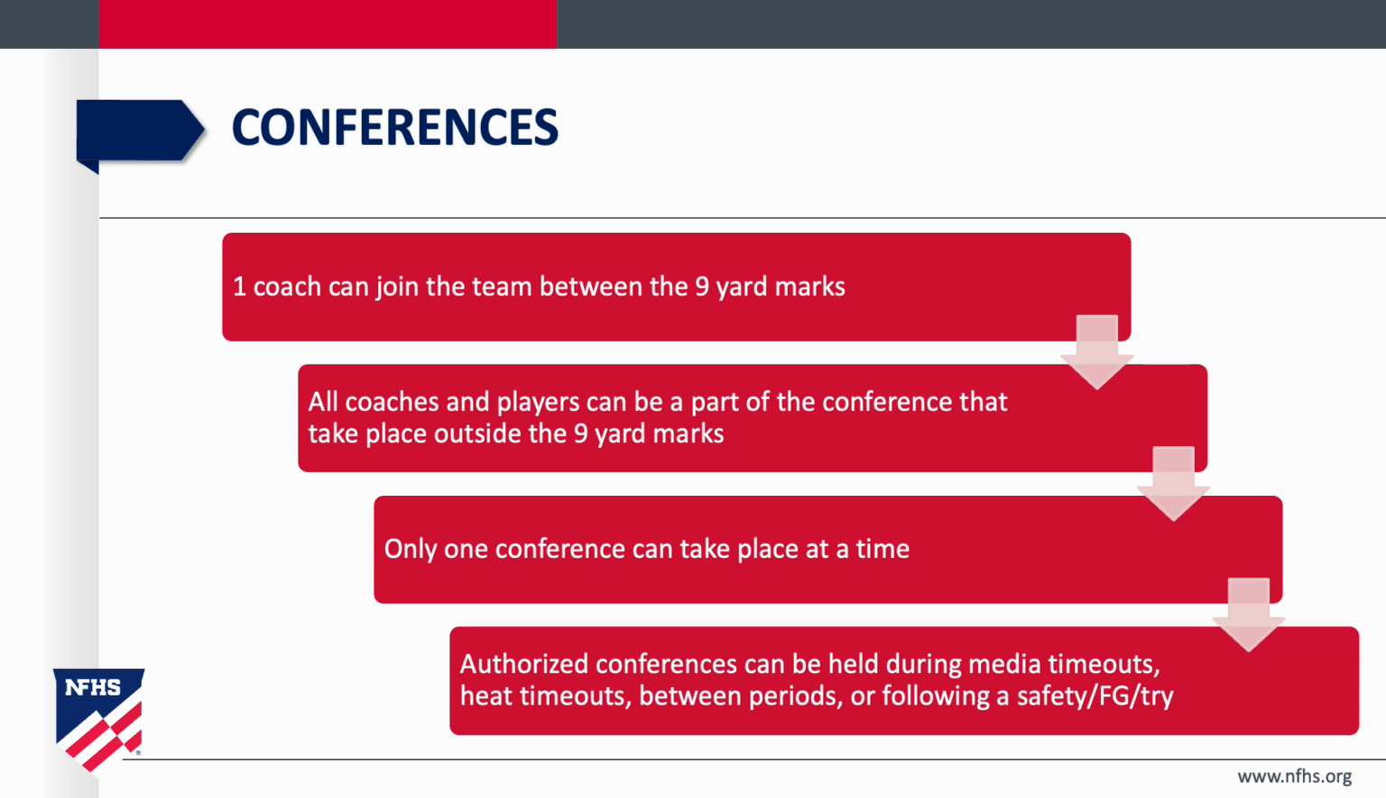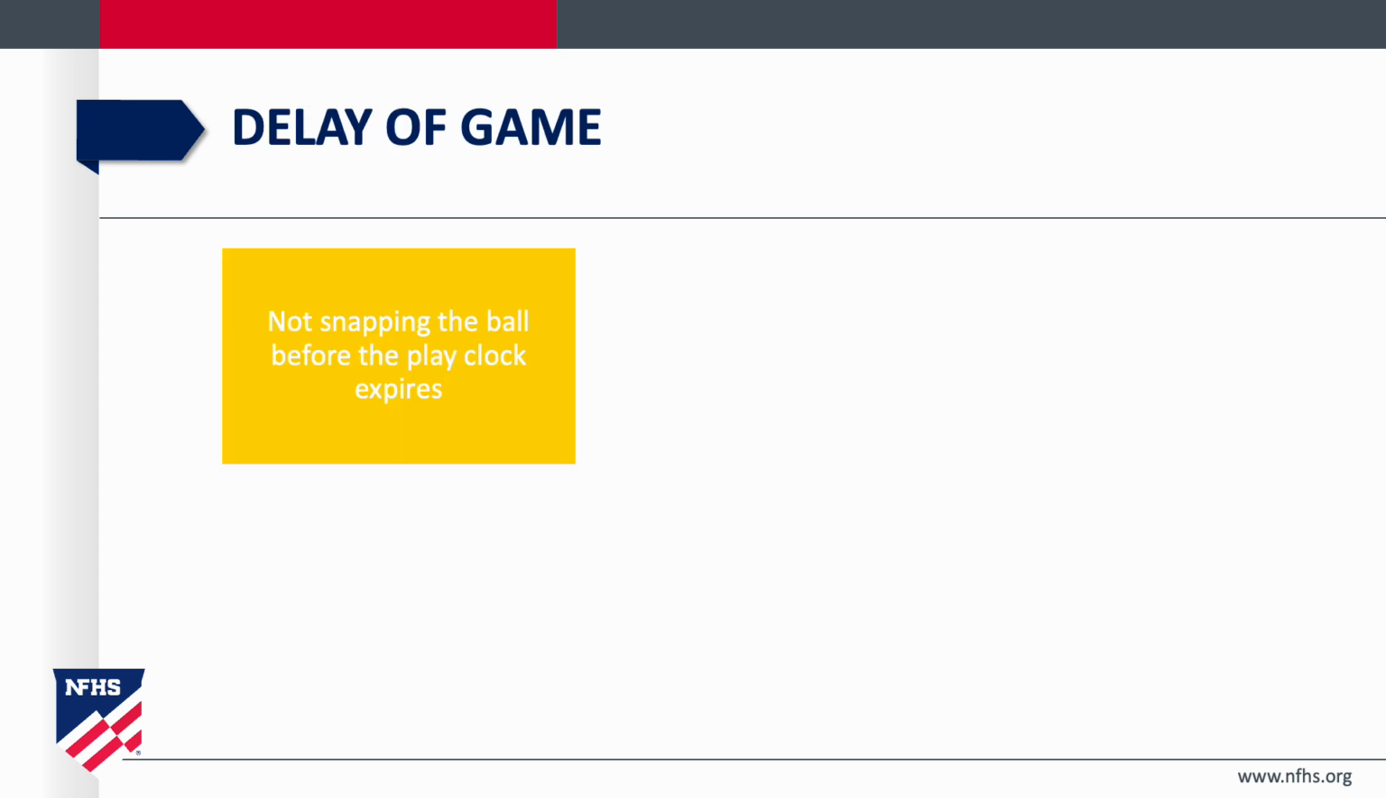A conference can take place during any media timeouts, during water breaks for heat timeouts, in between periods, or following scores, including tries, field goals, and safeties. Delay of game is a dead ball foul that has a 5-yard penalty. There are a few types of delay of games.